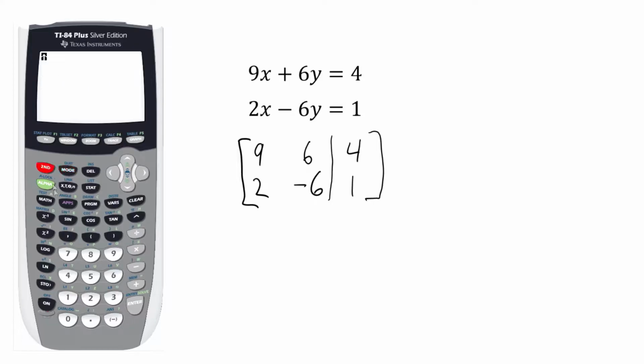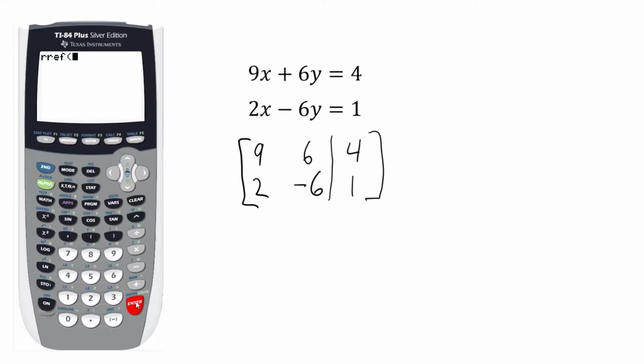So we'll hit second and then matrix. We'll go over to math, and then we want to go up. We want to find the RREF function. RREF stands for reduced row echelon form. It's a simplified version of a matrix, so it's reduced as far as it can go. And the process that the calculator does to reduce that matrix is called Gauss-Jordan elimination.